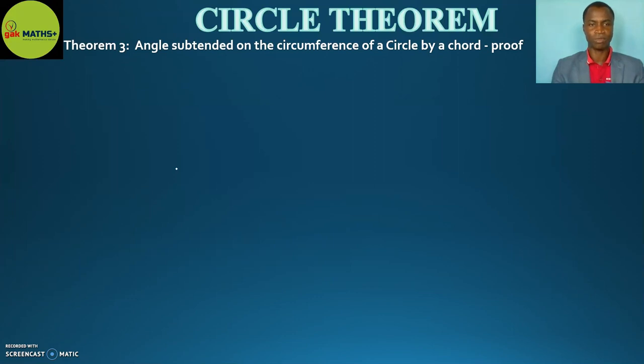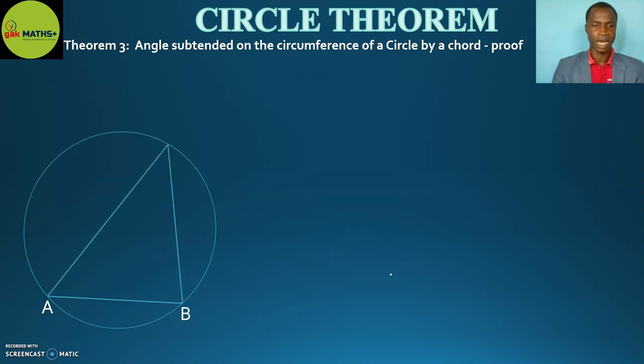That is the next theorem, theorem number 3, angles subtended on the circumference of a circle by a chord. Let's take the proof. First of all, let's draw a circle. Then let's draw a chord AB. Let's subtend an angle on the circumference of the circle from the chord and another one to the left of it. Let's label the vertices of the angles formed as C and D. Let's label these angles as alpha and beta.